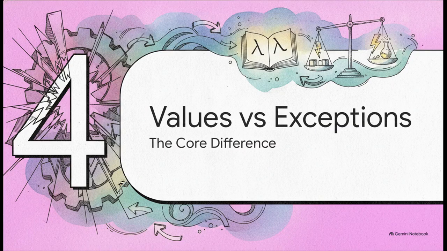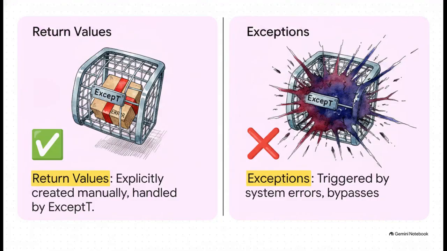This specific failure leads to the absolute most important realization of the whole explainer. Section 4, return values versus exceptions. Here is the crucial point, the ultimate aha moment. There is a stark contrast between these two concepts. ExceptT handles explicit return values. These are the errors you create manually in your own code using throwError or Left. It handles those flawlessly. But true runtime exceptions, those are triggered by system errors, like the operating system flat out saying permission denied when you try to read a file. Those system-level exceptions bypass the ExceptT monad completely.